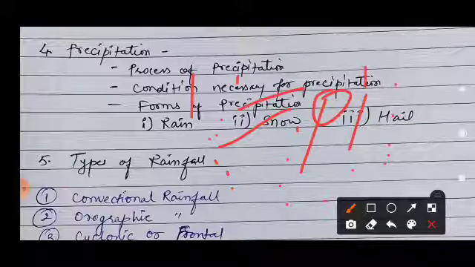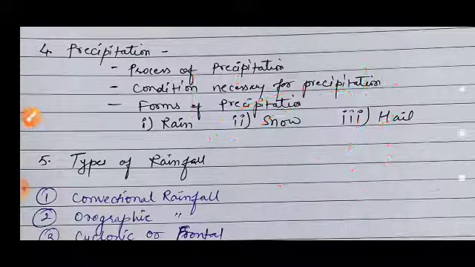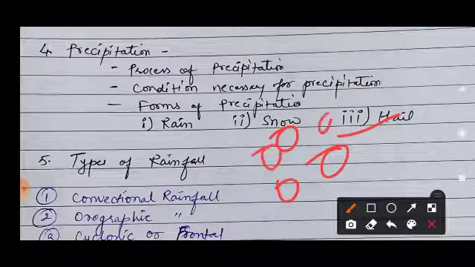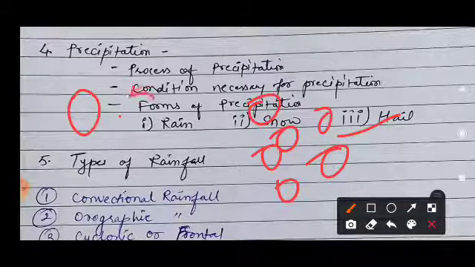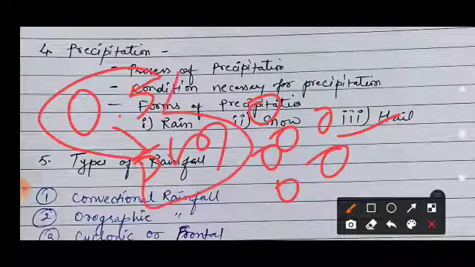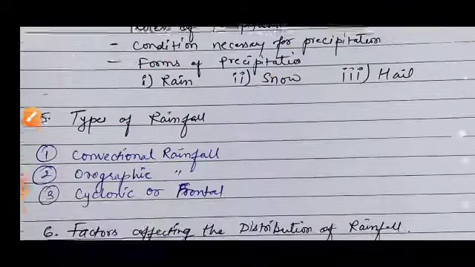And next one is hail. Now what is hail? When the drops are very big, in the form of small round balls of ice, it is called hail. Actually its diameter varies from 0.5 to 5 centimeters, and they come from cumulonimbus clouds. So this is hail.